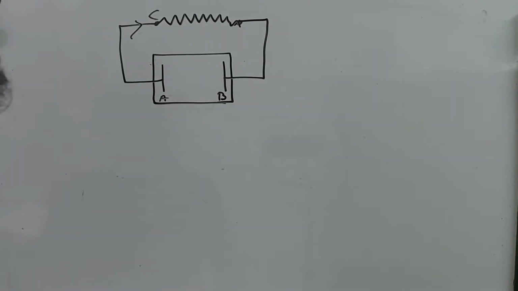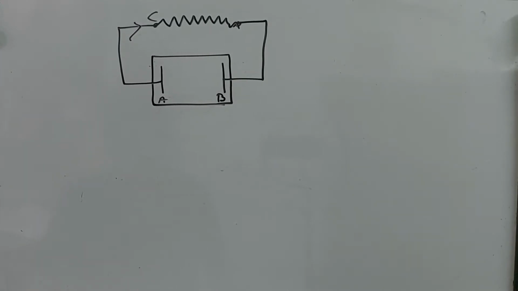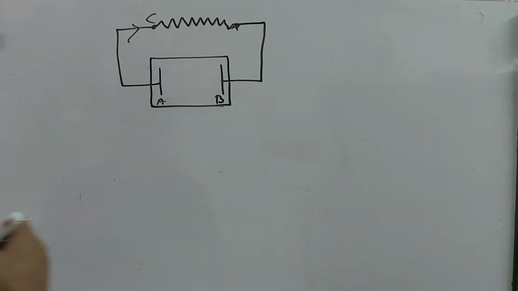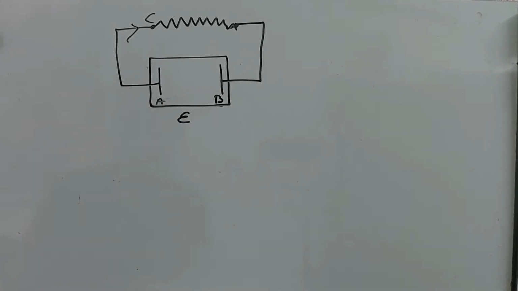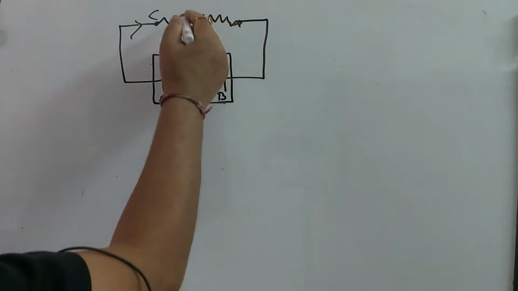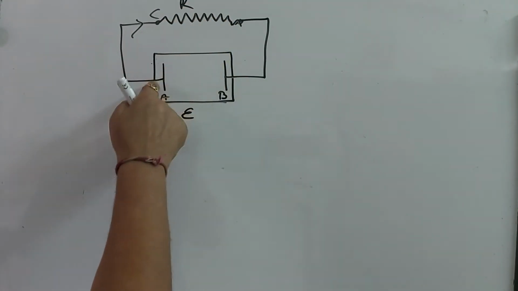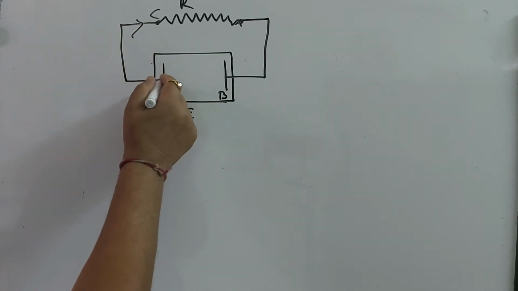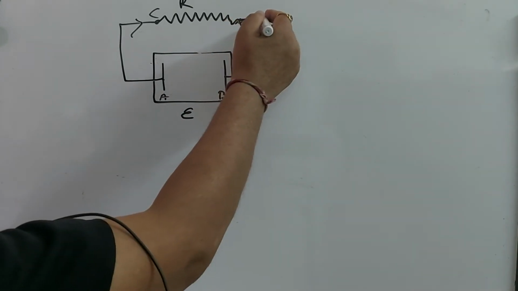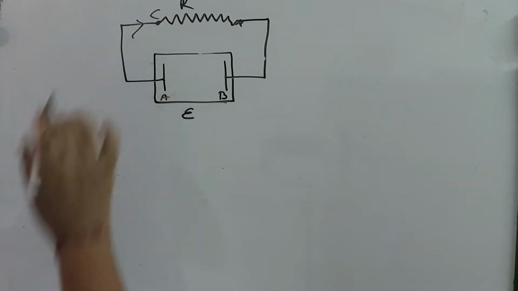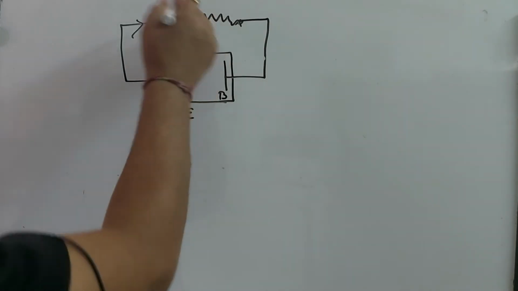In this lecture, we will study the energy transfer in an electric circuit and the thermal energy produced in a resistor. Suppose we have a battery with two terminals, having EMF E, and a resistor R is connected across the battery with the help of these connecting wires. The resistance of these two wires is negligible, suppose. Now this is the resistance.